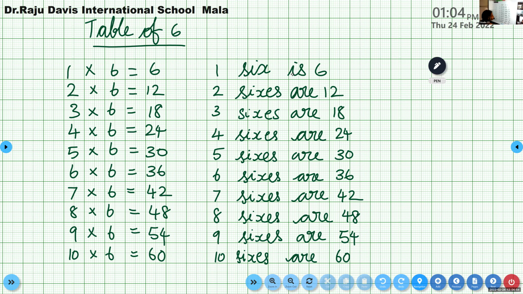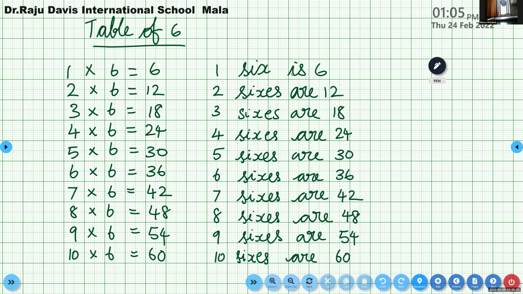Ayush, please start. You already completed. Ayush, please unmute and start. Can't unmute. Okay, please start. Yes, ma'am. Okay, please read the table of 6.